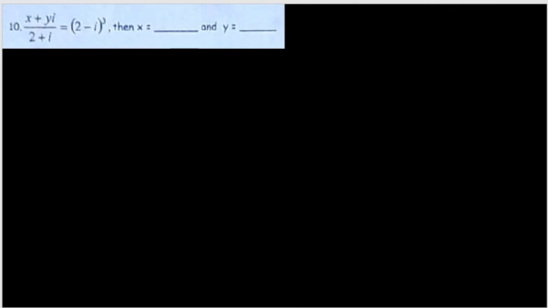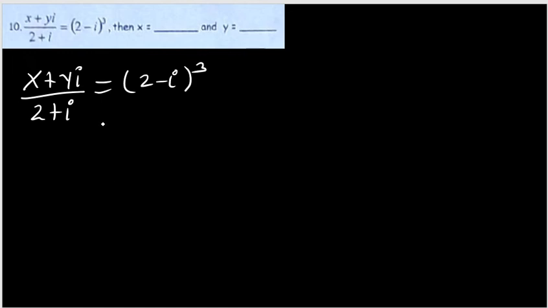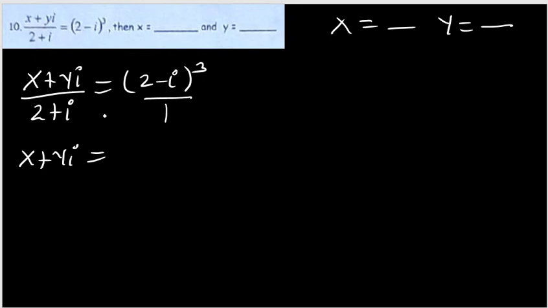The next question: (x plus yi) over (2 plus i) is equal to (2 minus i) cube. We need to find x and y. So what to do? We can multiply crisscross. x plus yi is equal to, when I multiply crisscross, (2 minus i) cube times (2 plus i) remain.